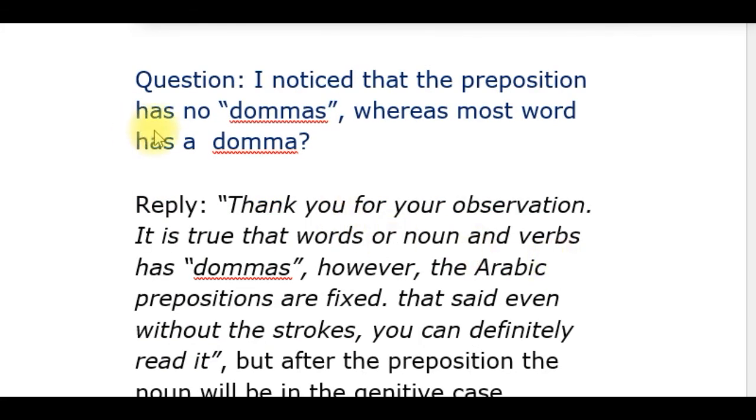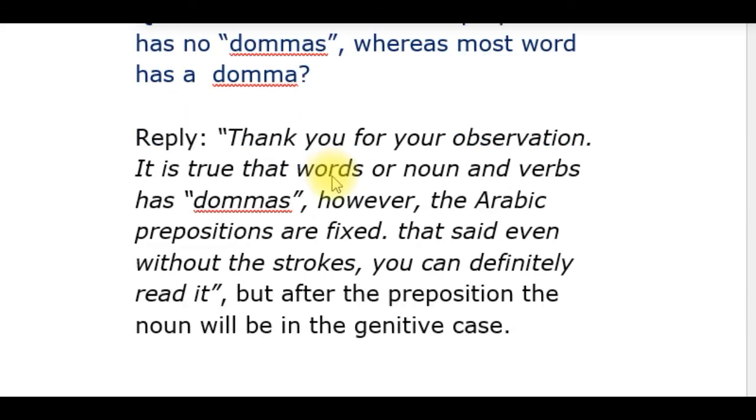Question: I noticed that the preposition has no dhamma, whereas most words have a dhamma. Reply: Thank you for your observation. It is true that nouns and verbs have dhammas. However, the Arabic prepositions are fixed. That said, even without the strokes, you can definitely read it. But after the preposition, the noun will be in the genitive case, so it has a kasra stroke.